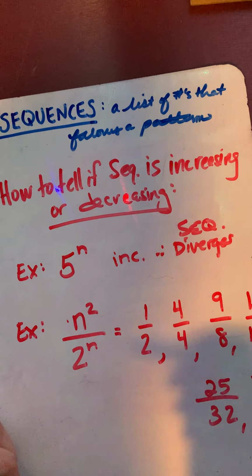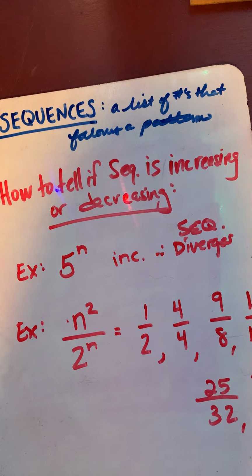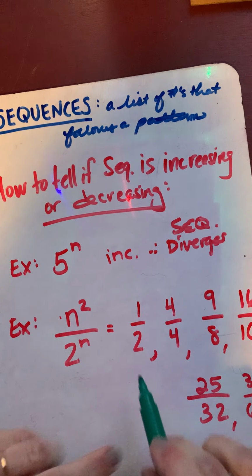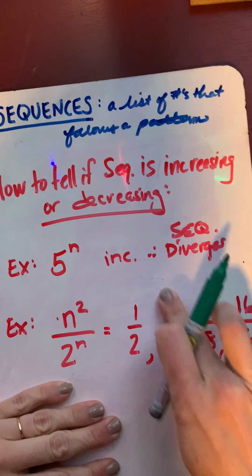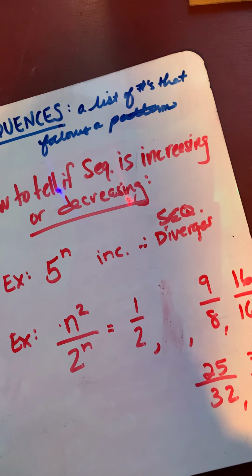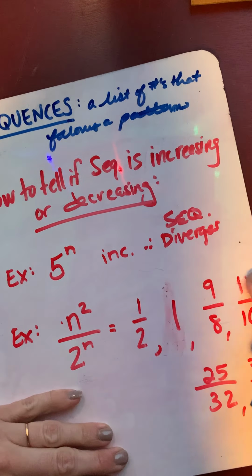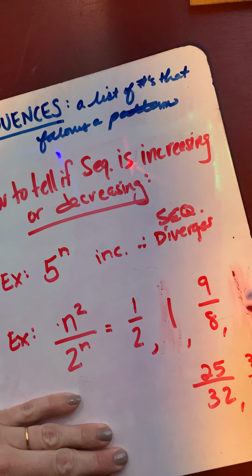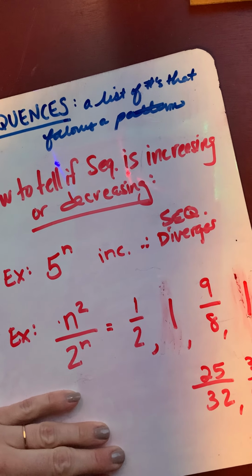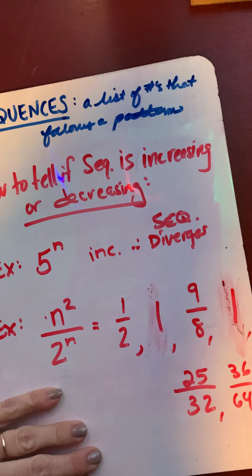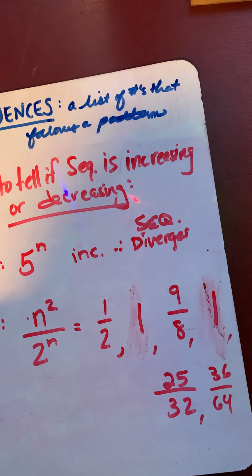I'm a little confused. I'm not really sure what's happening with this sequence. I've got 1/2. This is 1. 9/8. This is 1 again. 25 over 32, 36 over 64. I don't love what I'm seeing. I feel like the pattern is kind of confusing. I'm not even really sure what it is.